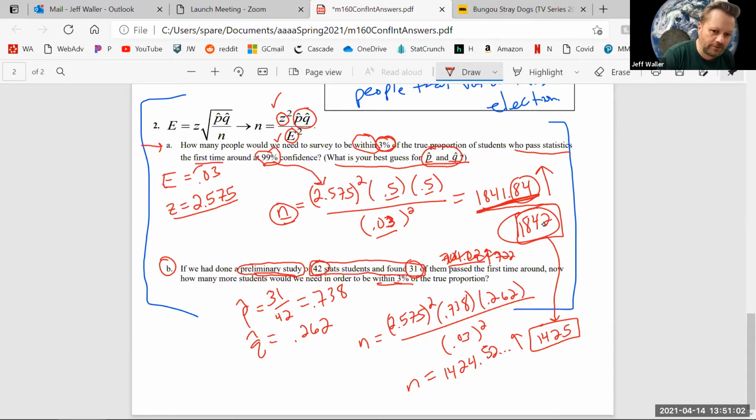Dependent on how certain I want to be, I want to have a 3% error. Well, that means I have to have this many in my sample. If I do a preliminary study and get more specific information, I have a more specific number. I don't need as big of a sample anymore because now I know more. All right, maybe.